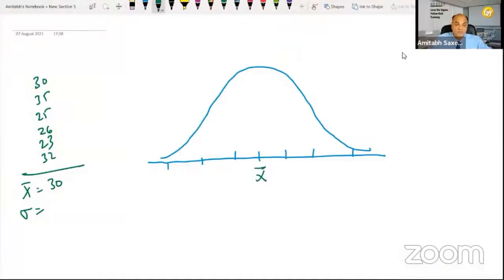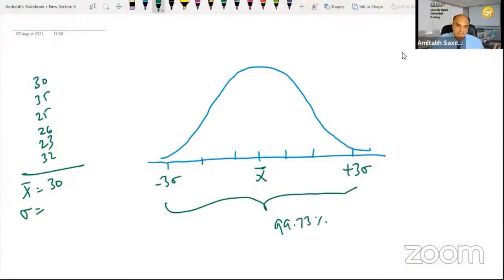Mr. Gauss found that all processes have an average. This is the probability distribution of all the readings, the whole population. The whole population lies between plus minus 3 standard deviations. What is plus minus 3 standard deviations? 99.73% of the population lies between plus and minus 3 standard deviations.